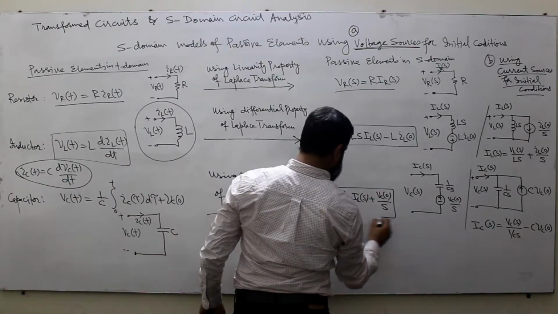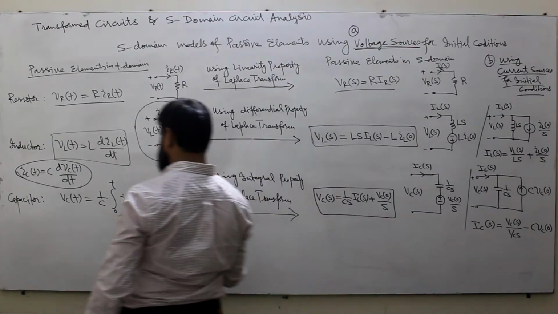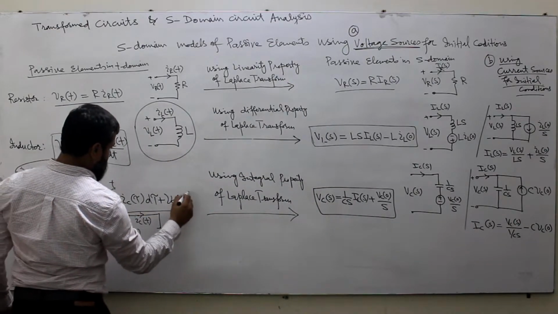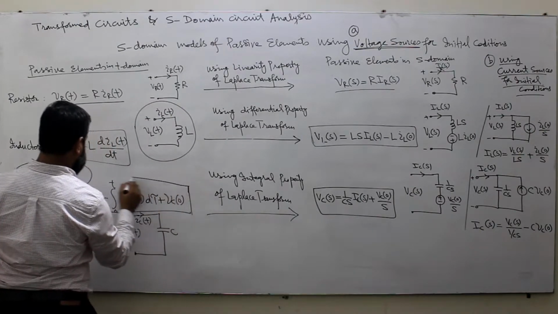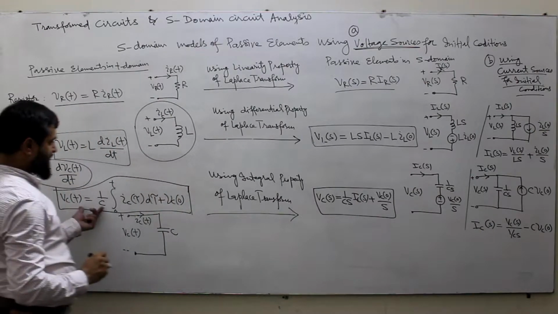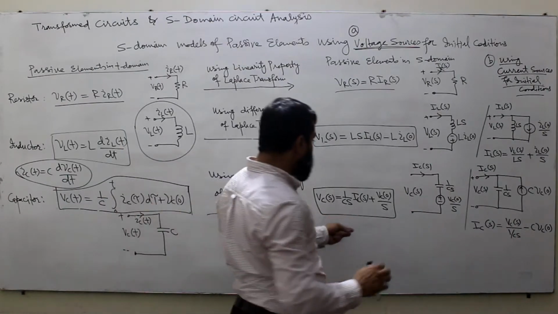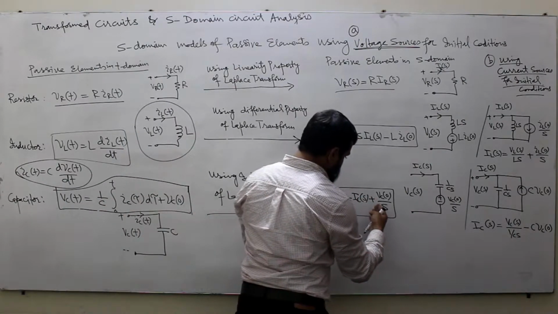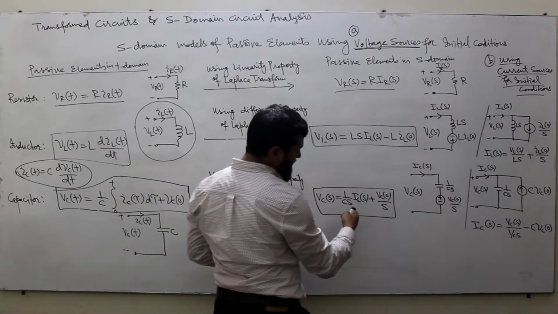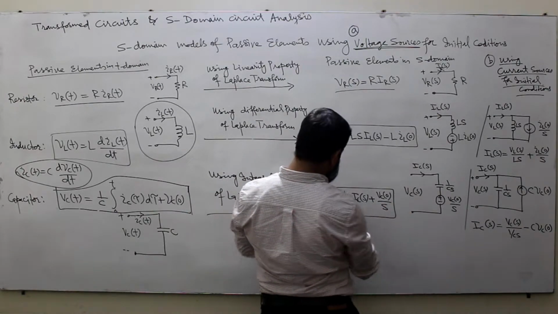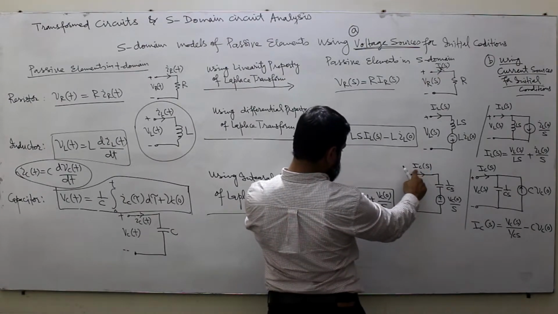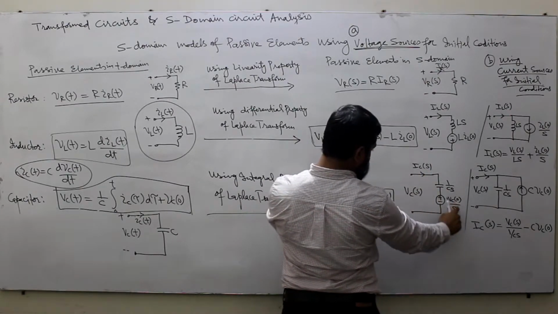And you can also see this in the Laplace transformation table as well. So for this one we have found this. Now we have to use this to find the circuit of it, which is Vc of S is equal to 1 over Cs into Ic of S plus Vc of 0 over S.